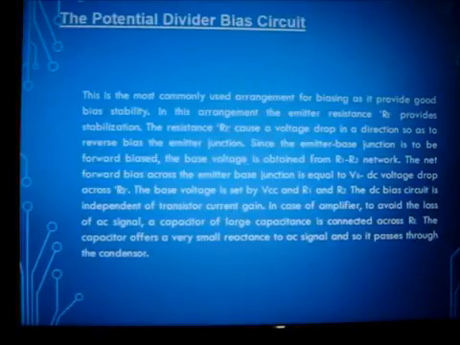The resistor RE causes a voltage drop in the direction so as to reverse bias the emitter junction. Since the emitter-base junction is to be forward biased, the base voltage is obtained from the R1 and R2 network. The DC bias circuit is independent of the transistor current gain. In case of an amplifier, to avoid the loss of AC signal, a capacitor of large capacitance is connected across RE. The capacitor offers a very small reactance to the AC and it passes through the capacitor.